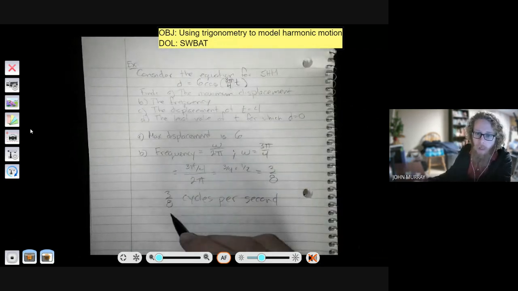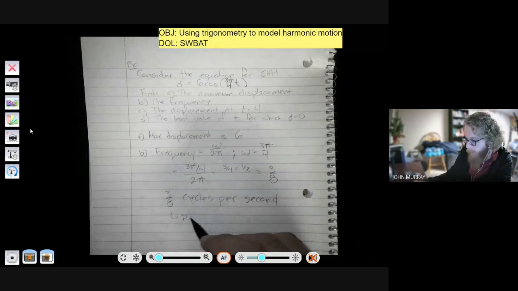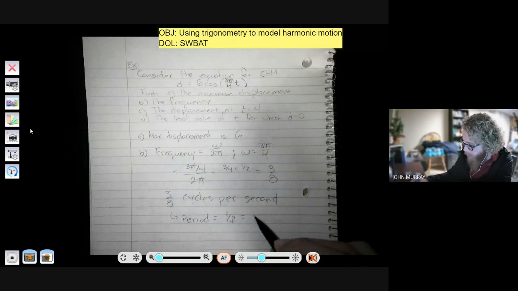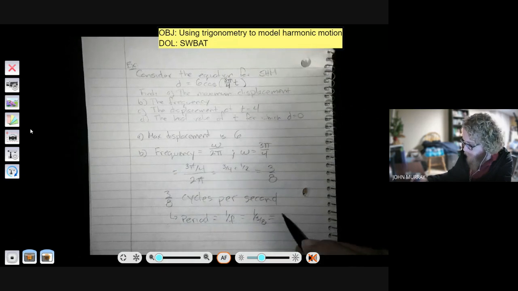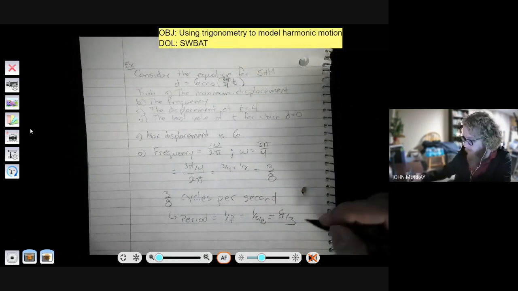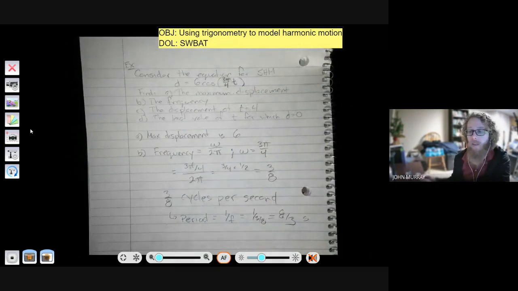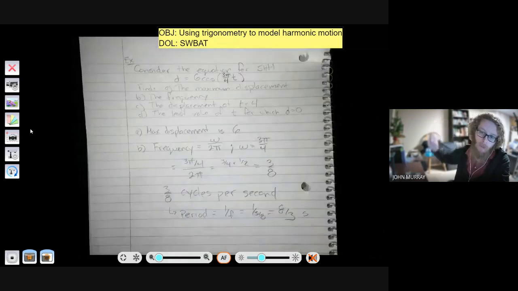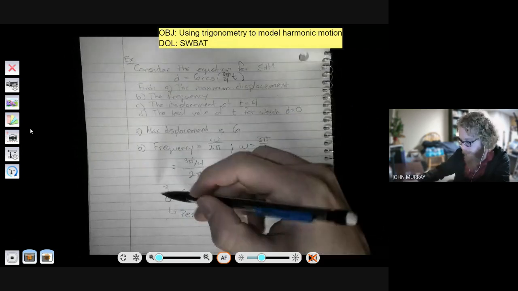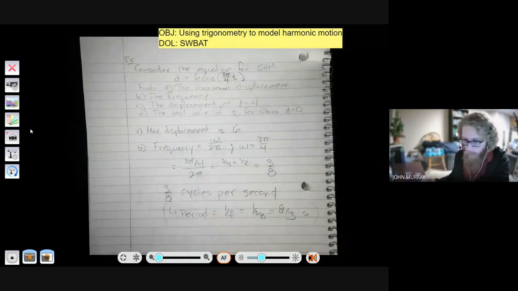They didn't ask us, but we can tell from this that the period is 8 over 3 seconds. So it takes a little more than, almost 3 seconds to make one full rotation. All right, they didn't ask us for this part though, so that was on the side.